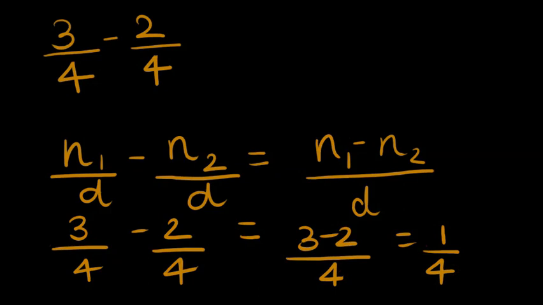Now let's move on. Let's see the same thing when the denominators won't be common. So let's say 5 upon 7 minus 2 upon 3. The same numbers, the same fractions, just a different operation. So let's see how we can do this.